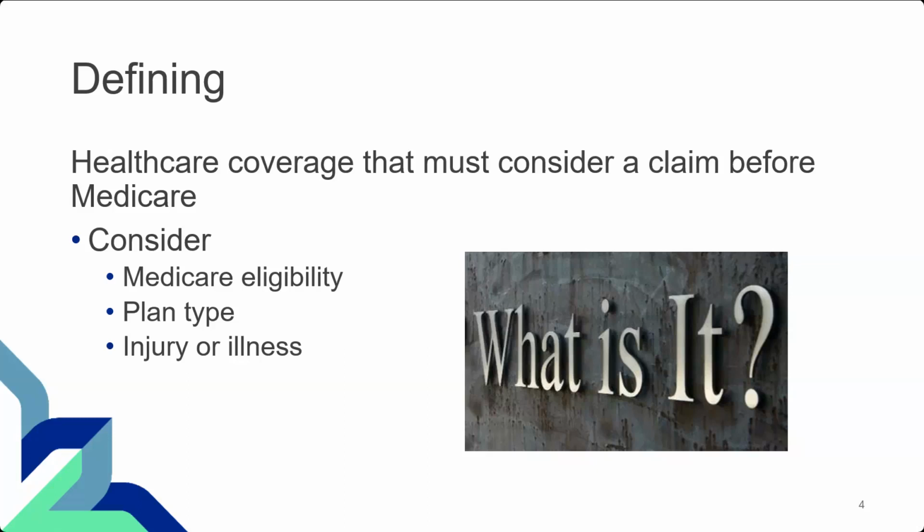When Medicare determines whether an insurance is primary, what they look at is the Medicare eligibility of the patient. How is that person eligible for Medicare? This then determines whether or not under group health plans or employment-based plans, which one is primary. We'll talk more about that. They're also going to look at the plan type.